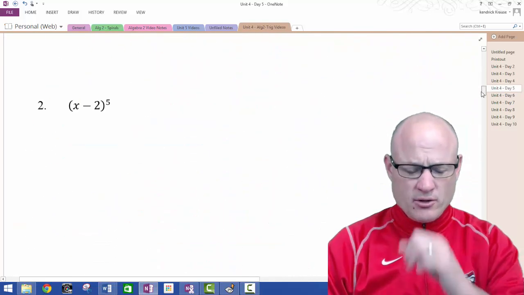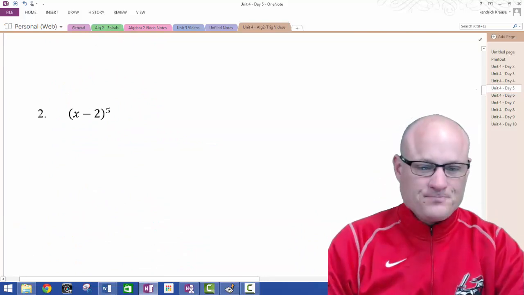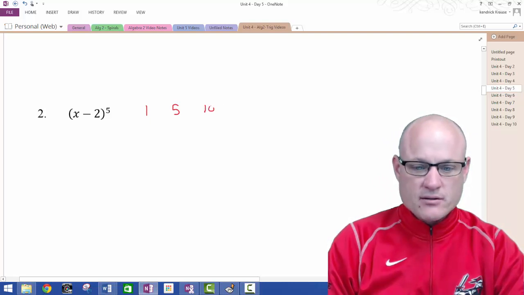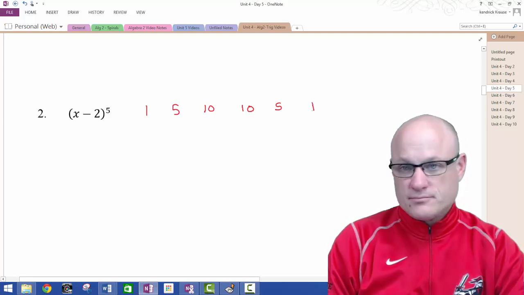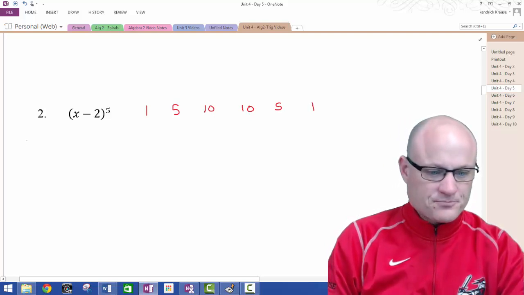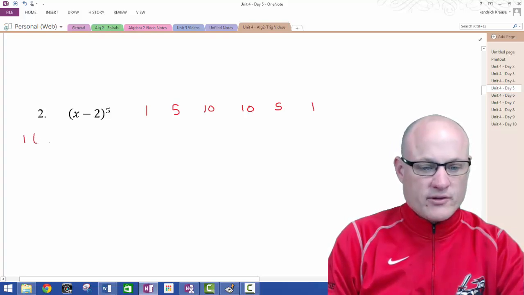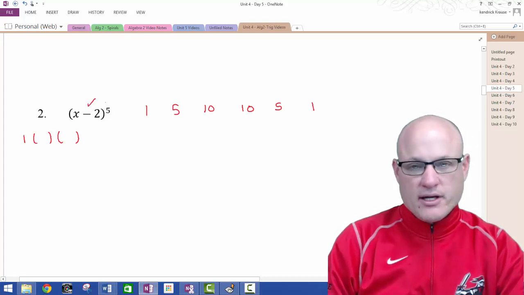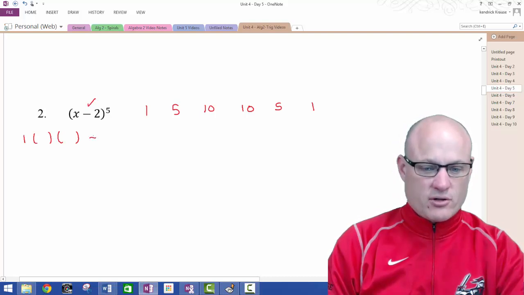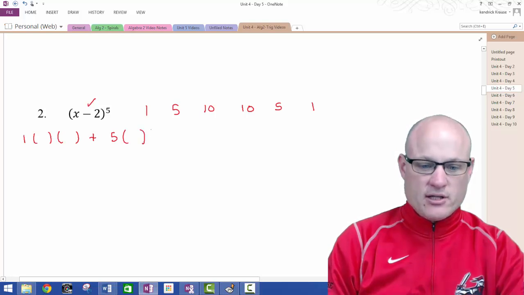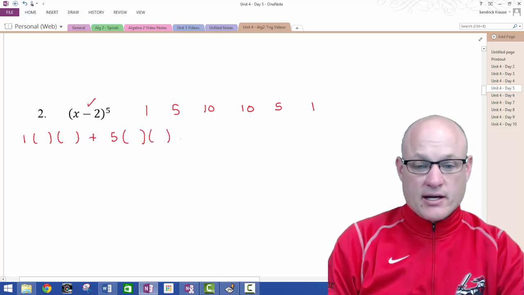1, 5, 10, 10, 5, 1. So we're going to use the coefficients 1, 5, 10, 10, 5, and 1. All right, so let me start way over here. So 1 and 2 parentheses. Now, this one's going to have a little bit more difficulty because of this negative right here. And generally in mathematics, you really need to be careful with negatives. Negatives usually cause all kinds of problems, because you really have to pay attention to detail, deal with the signs, and not make mistakes.